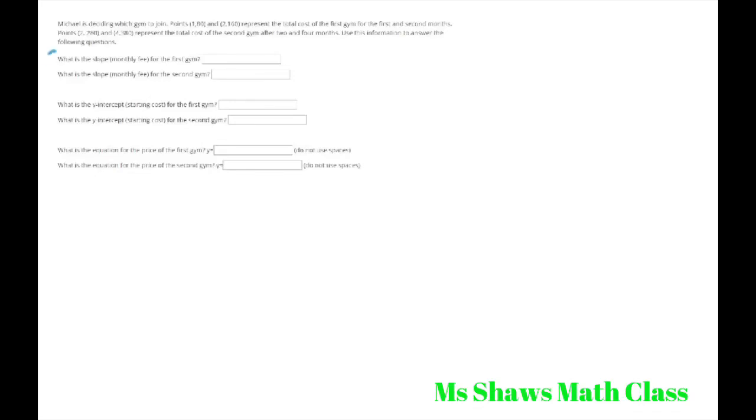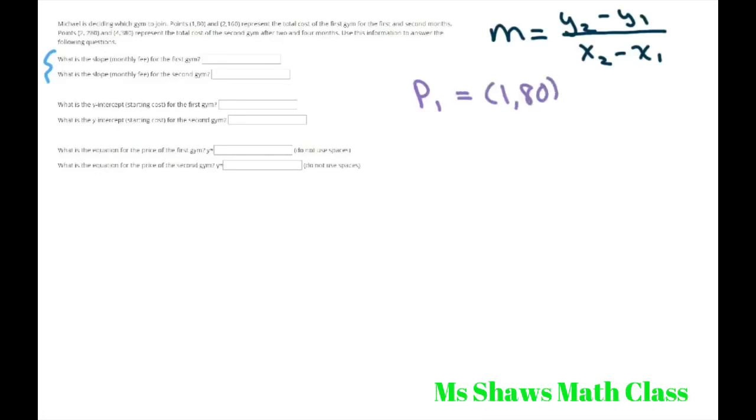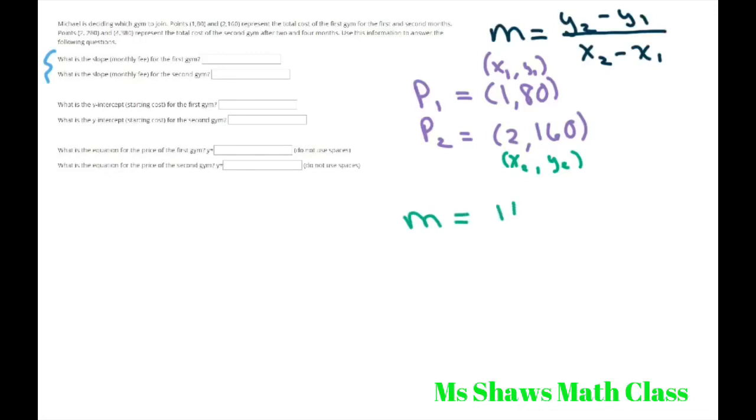The first thing we're going to do is find the slope. So we're going to use the slope formula, which is y sub 2 minus y sub 1 divided by x sub 2 minus x sub 1. And we'll call point 1 (1, 80), and point 2 equals (2, 160). So that's going to be the first gym. For point 1, this is your x1, y1, and your point 2, that's your x2, y2. So you fill in for your slope: 160 minus 80 divided by 2 minus 1. So that's going to be 80 divided by 1. So that's your slope for the first gym.